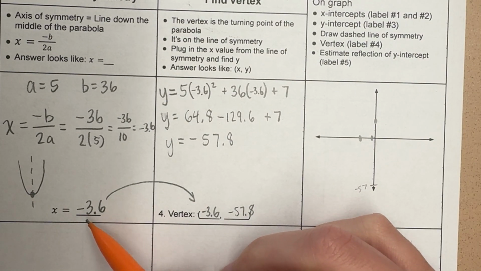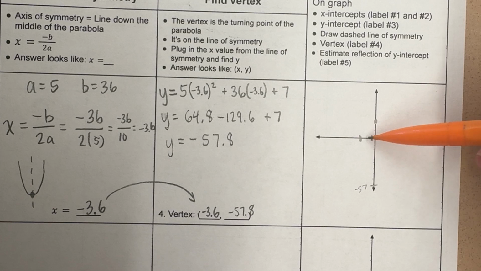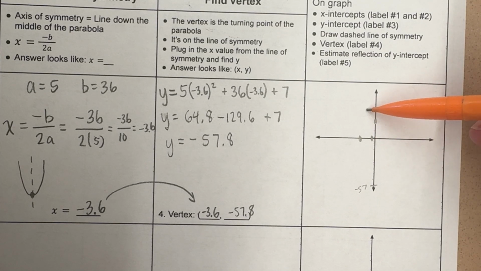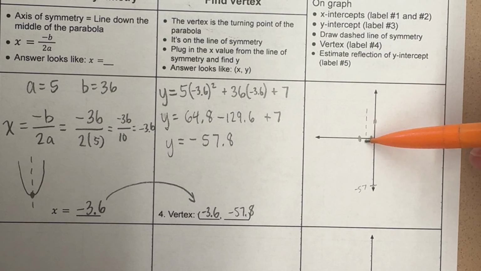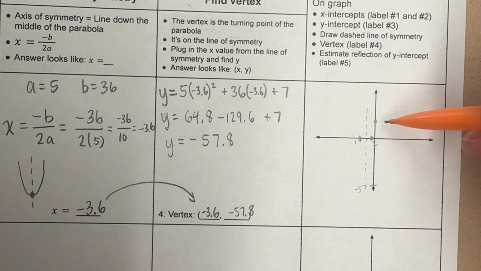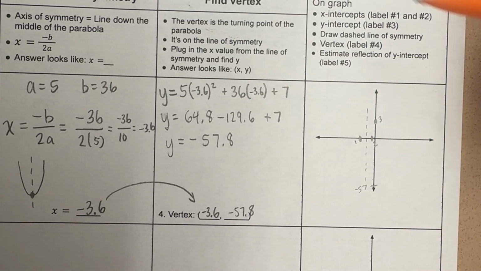My axis of symmetry is at negative 3.6. And here's the thing, look, this is 7, so negative 3.6. And remember, it's supposed to be right down the middle of the x-intercepts. Negative 3.6 is right here. So up here, my x-intercepts, 1 and 2. Here's my y-intercept, number 3. I drew my dashed line.